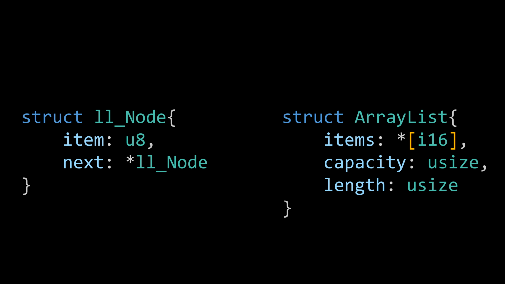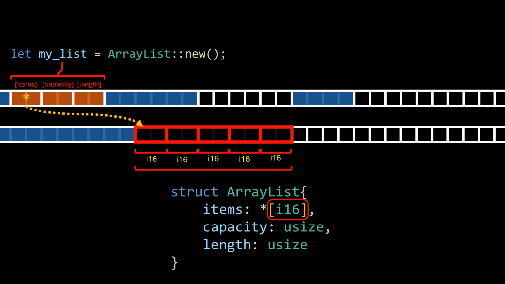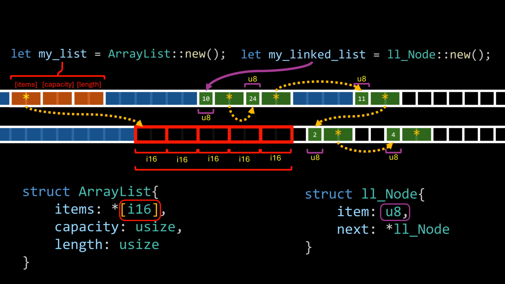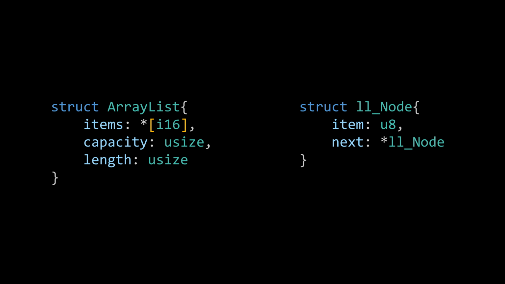Now, before getting into the final part, you might have noticed that in both cases we created the data structure for a specific kind of element. Here, the array list can only hold 16-bit signed integers, while the linked list can only hold 8-bit unsigned integers. So, how can we solve this without having to create a different version for each type we desire? Well, if you are thinking about generic types, yes, you are right.